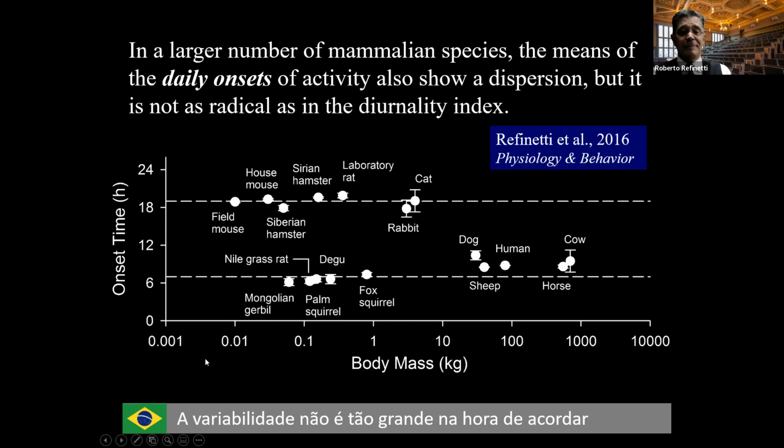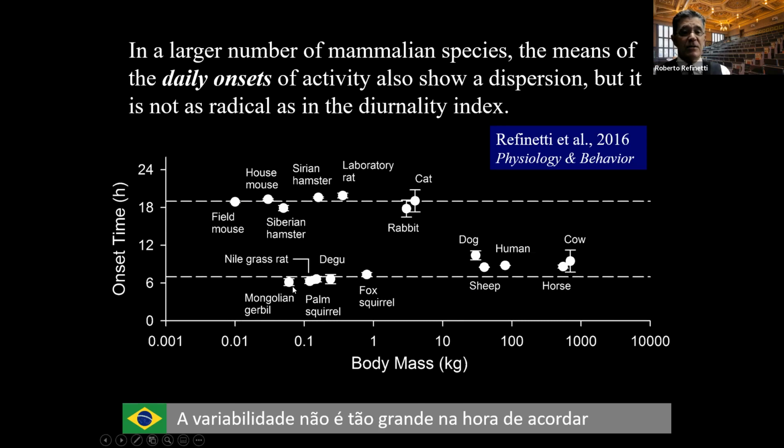Anyway, I guess the most obvious thing in this graph is that body size doesn't tell much about whether you're diurnal or nocturnal, except maybe there are a few more diurnal animals on the high end here. But in the lower end of body masses, let's say under 10 kilograms, there are some animals that are diurnal, some animals that are nocturnal.